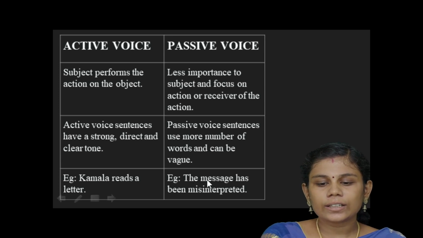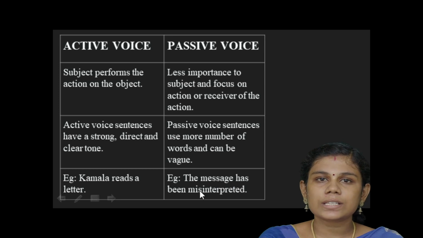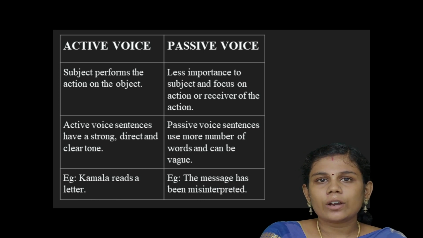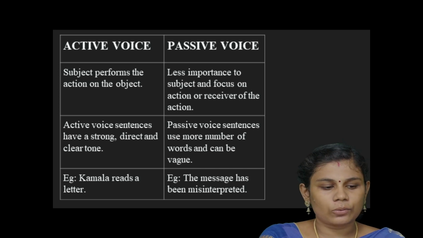Here you can see the example. The message has been misinterpreted. In this sentence, we are not telling about the subject. We are not talking about who has given the wrong message. We just inform that the action has taken place. So this is the difference between active voice and passive voice.